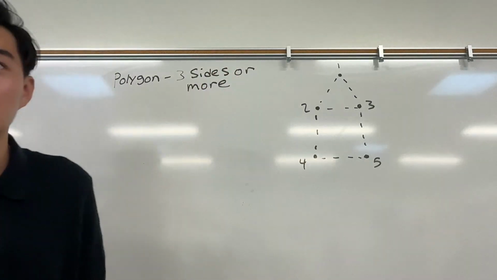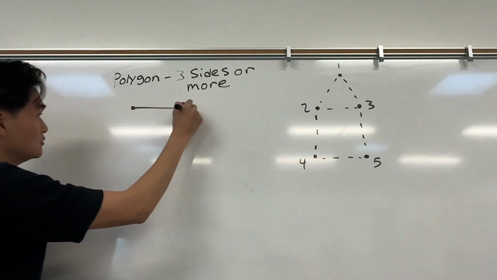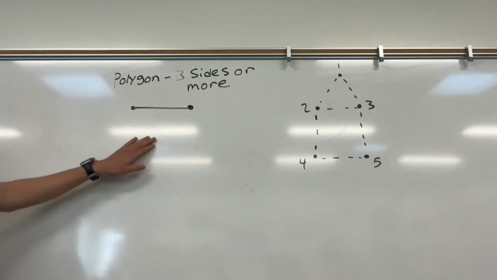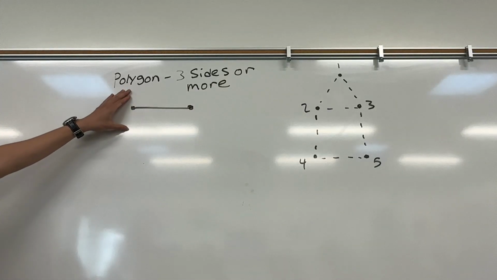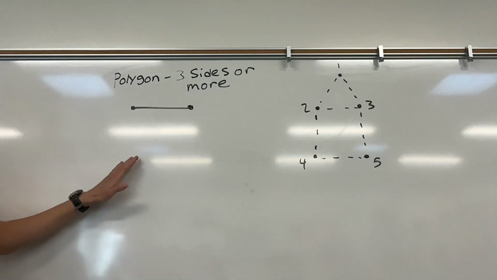So if it's 3 sides or more, what does that mean the shape is always going to be? What's a shape with 3 sides? So it has to be a triangle or more. Do you guys see that? So is this a triangle? No. So is that a polygon? No. But anything more than a triangle is a polygon.